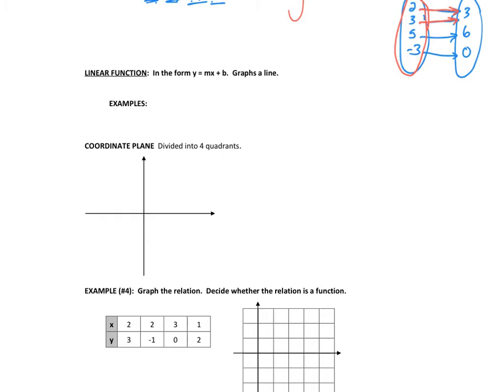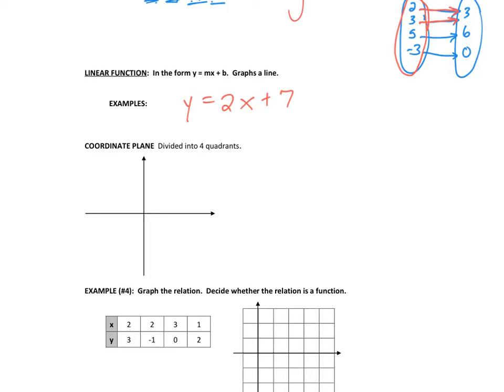Okay, a linear function is in the form y equals mx plus b. Okay, and it would look like this. Like we could say y equals 2x plus 7. You could really put any number in for m and b. And that's what we're going to deal with next.